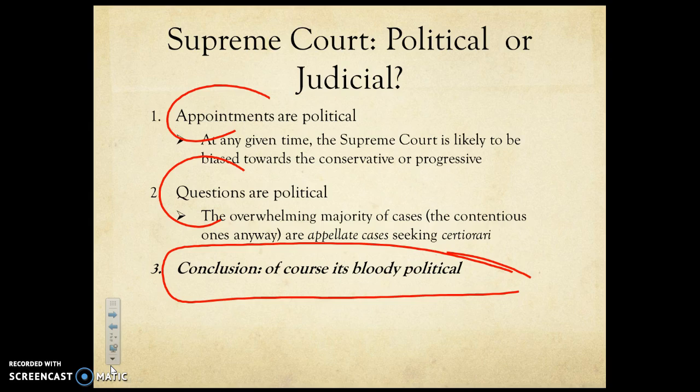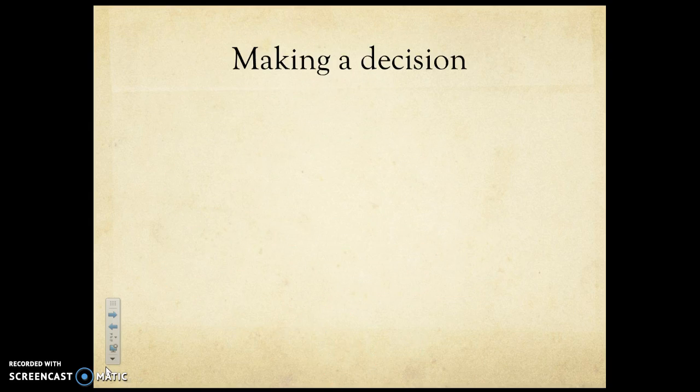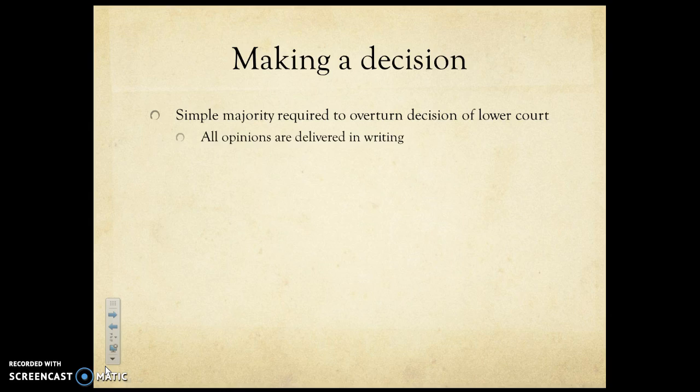It likes to dress it up in a way that suggests that it is legal, and that brings us to how we approach the Constitution. And there are 3 ways of doing that: strict constructionist, originalist, or loose constructionist. Well, I'm getting ahead of myself. I'm going to save that for the next presentation. But when it comes to making a decision, it's a simple majority, which means that most of the ones we've been looking at so far are 5-4.